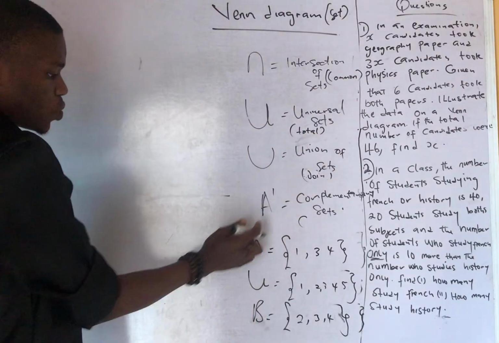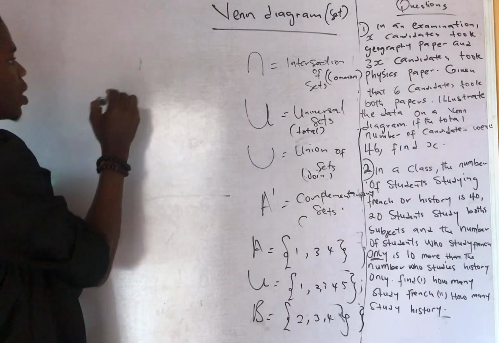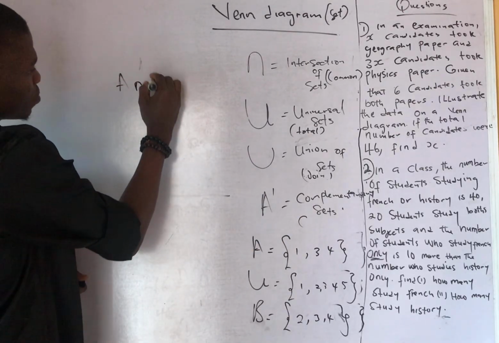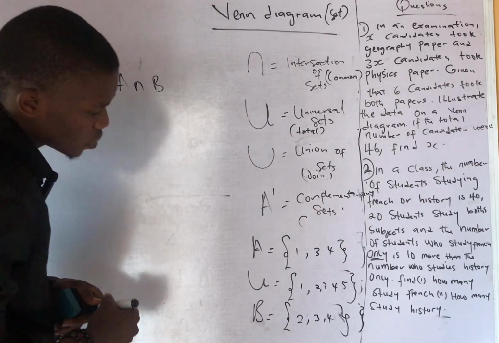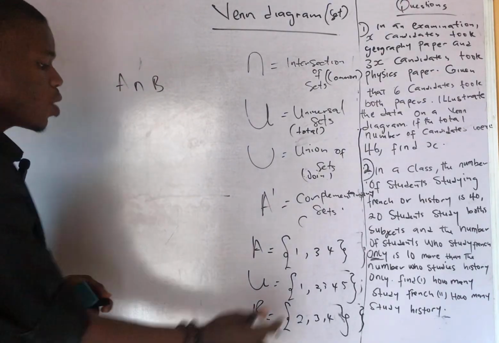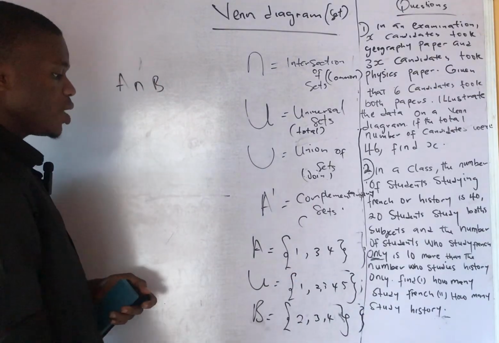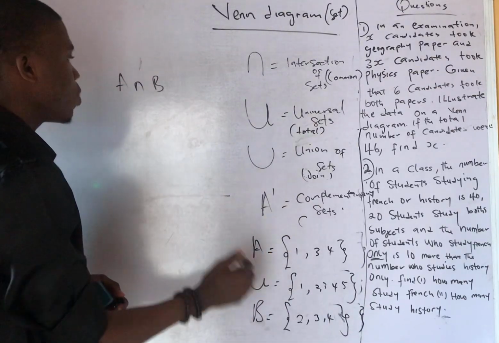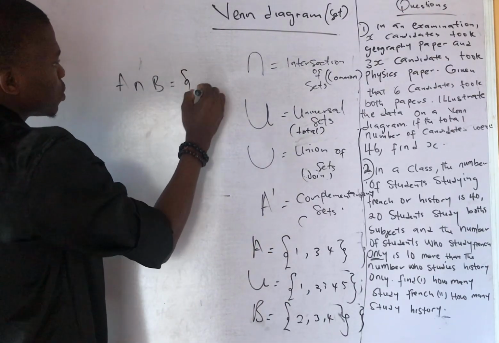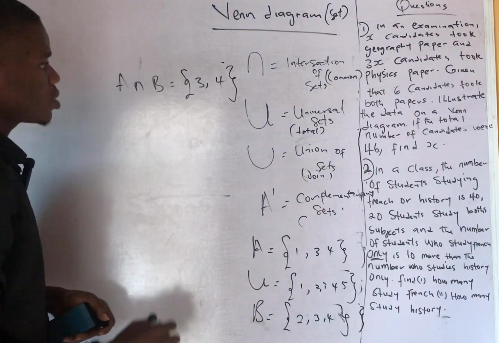Those are the values. This is the universal set, this is the element of B, and this is the element of A. And they now ask us to look for A intercept B. If you are asked to look for A intercept B, that's what is common between A and B. What can you find in the elements of A, and you can also find in B? First of all, we have 3 and 4. So the answer is 3 and 4. That's A intercept B.